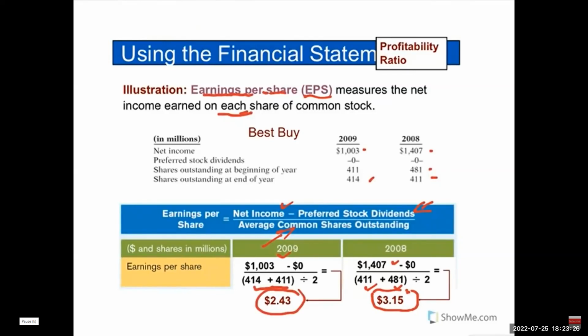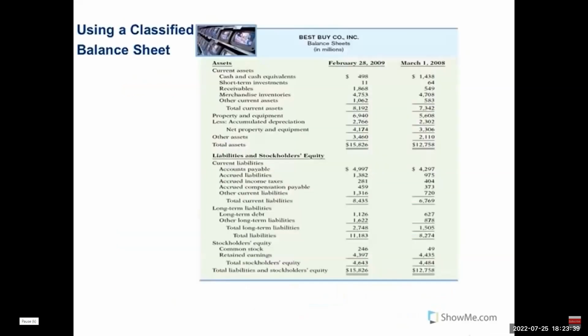And that would be a concern for people reading the financial statements. But you wouldn't see this by just looking at the financial statements. You'd only begin to see it when you relate the earnings to the number of outstanding common shares.